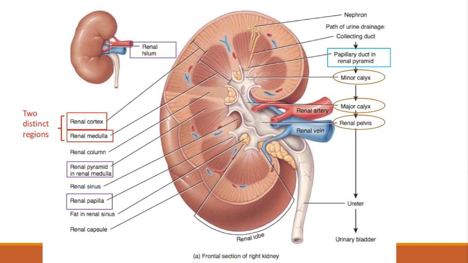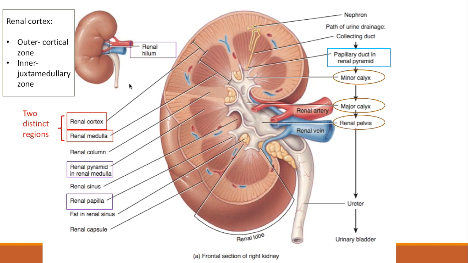Renal cortex is divided into an outer cortical zone and an inner juxtamedullary zone. Portions of the cortex that extend towards the renal pyramids are called renal columns. Together, the renal cortex and the renal pyramids of the renal medulla constitute the renal parenchyma, which is the functional portion of the kidney.